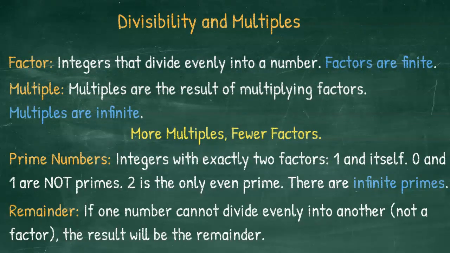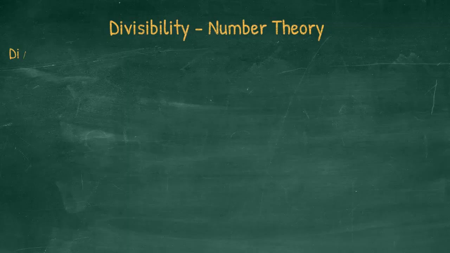Now, a remainder is when one number cannot be divided evenly into another, so there are not factors here. Then the result, the extra part, will be the remainder. Now, let's talk about some divisibility rules in terms of number theory. These will help you determine whether one number goes into another.